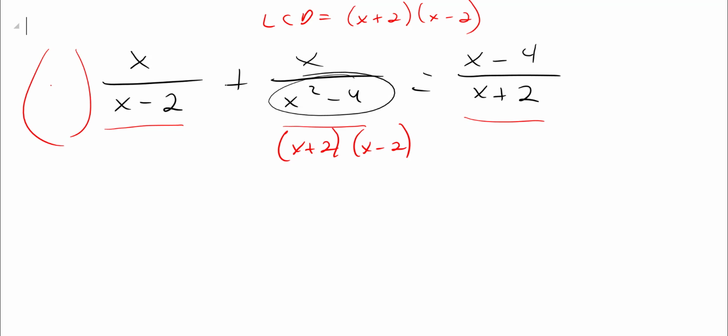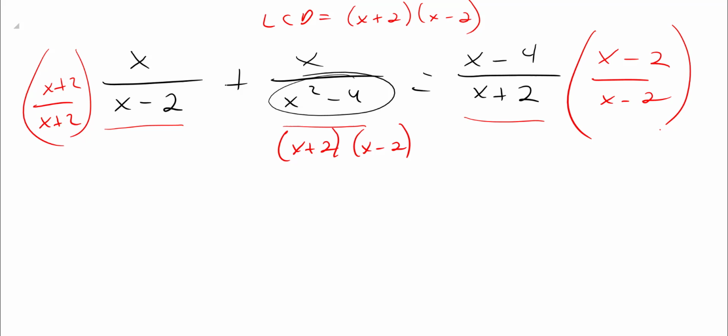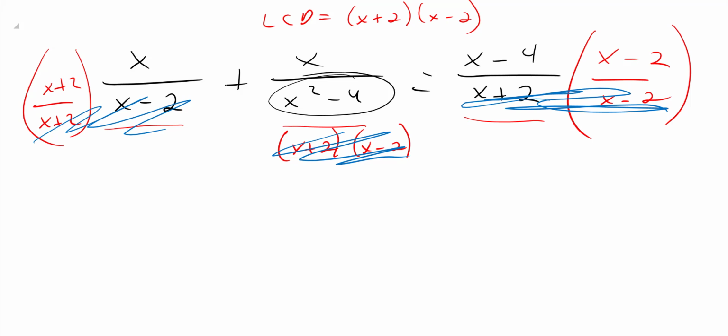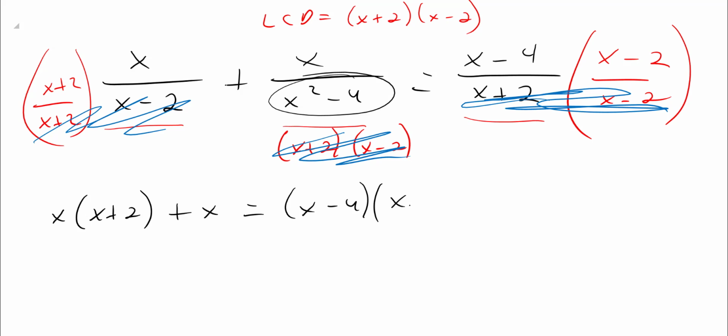So this one I multiply by x plus 2. This one I don't have to multiply by anything because it's good, it's got x plus 2, x minus 2. And this one I have to multiply by x minus 2 over x minus 2. Okay? So this one's got a little bit more work. Again, I'm going to cross off the denominators because they're the same, and I just worry about the top. So this is what I get, guys. I get x times x plus 2 plus x is equal to x minus 4 times x minus 2.